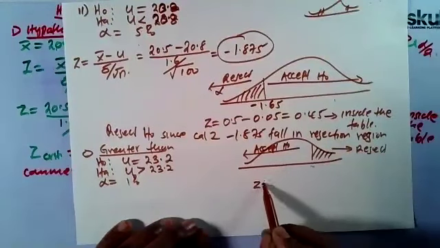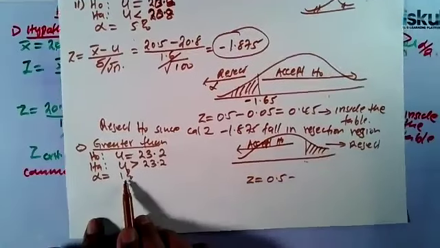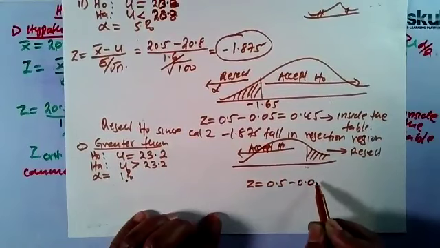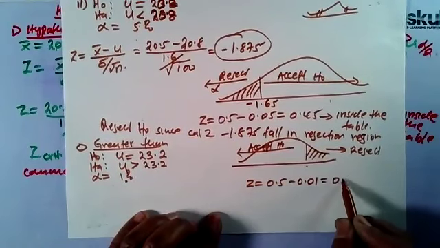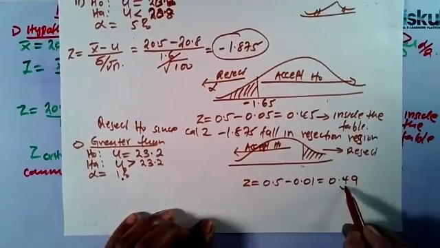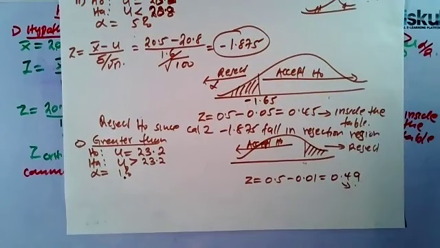Tutafuta hii Z. How do we get that Z? Itakuwa very easy. You just take 0.5 minus, hii tumeambiwa alpha it's 1%. Kwa hivyo ni minus 0.01. Na utapata 0.49. You get 0.49, you read it from the table. Nisomei from the table, and give me the answer. 0.49 from the table.